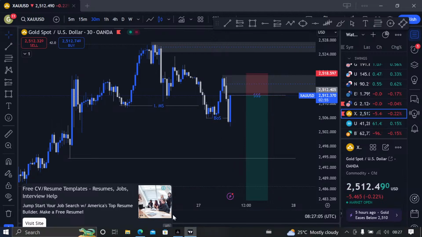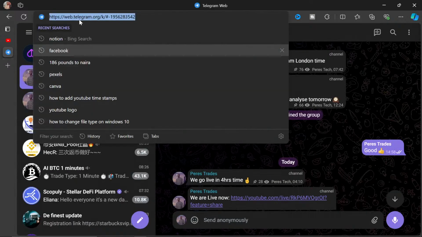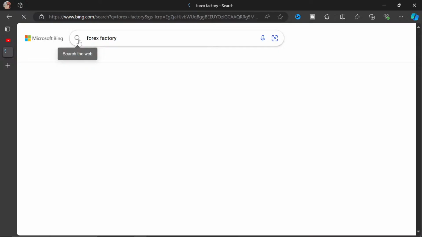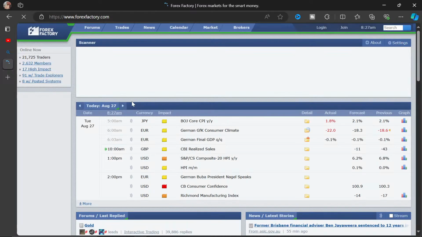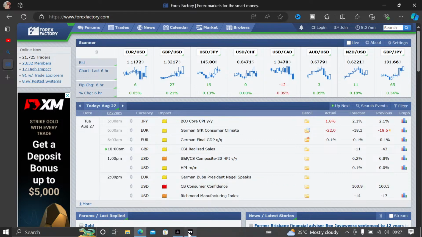So as we are doing this, let me also check Forex Factory to see if there's no news coming anytime soon. So let me just come over to Forex Factory. So the only time I have a high impact news is by 2 p.m. So any alert we get right now, we can actually take it. So now let me wait for gold.